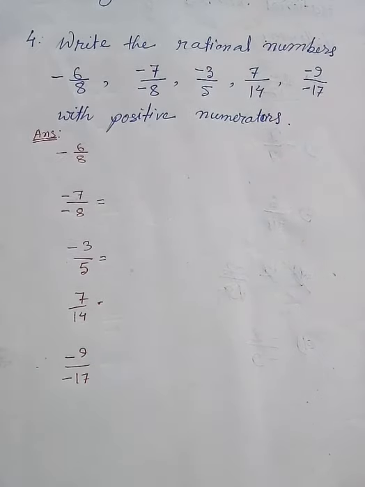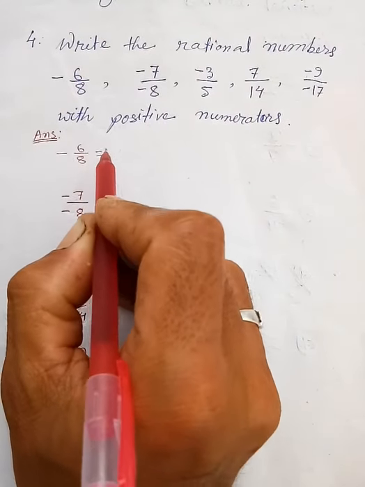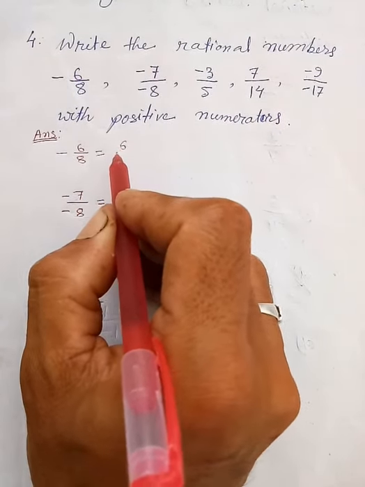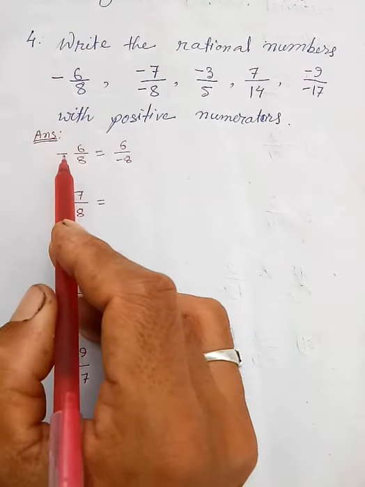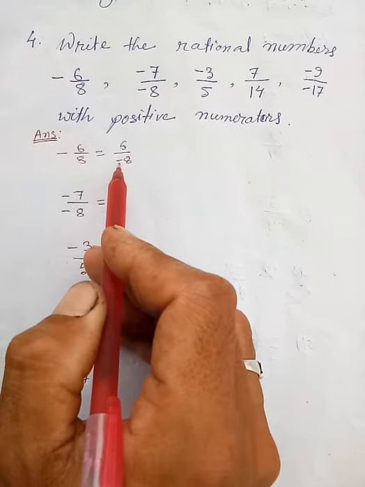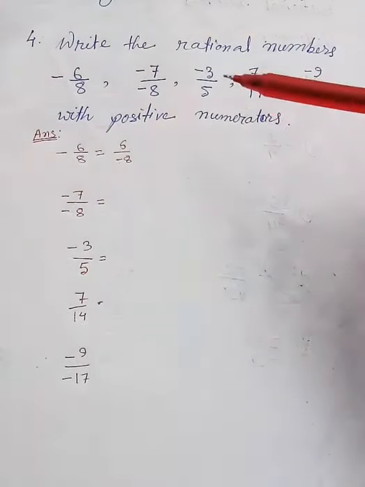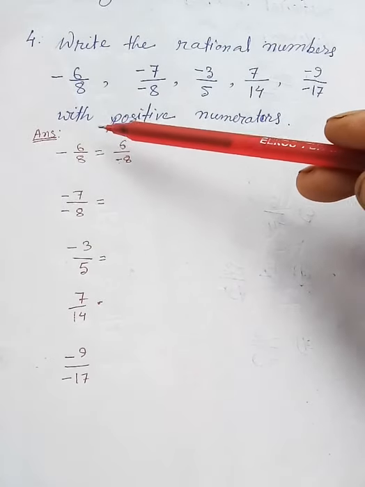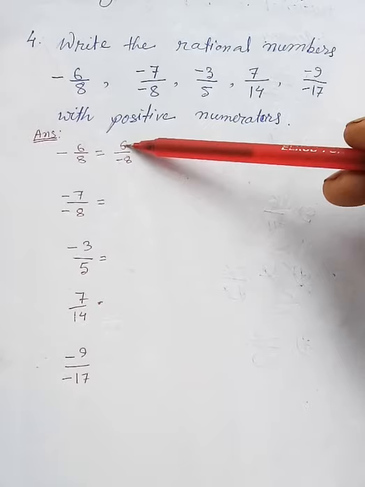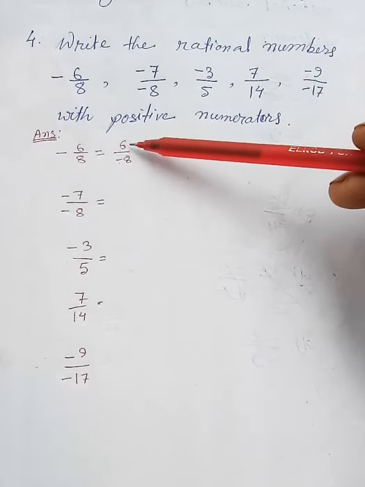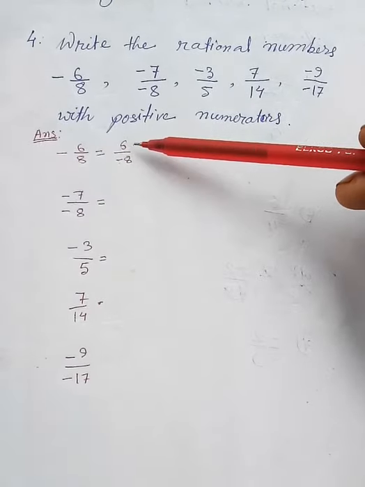So let us rewrite it. We can easily rewrite this minus 6 by 8 like this, 6 by minus 8. Writing this negative sign in the bottom, top or in the middle is the same. So minus 6 by 8 we can write as 6 by minus 8. Hence the numerator, that is 6, becomes a positive numerator.